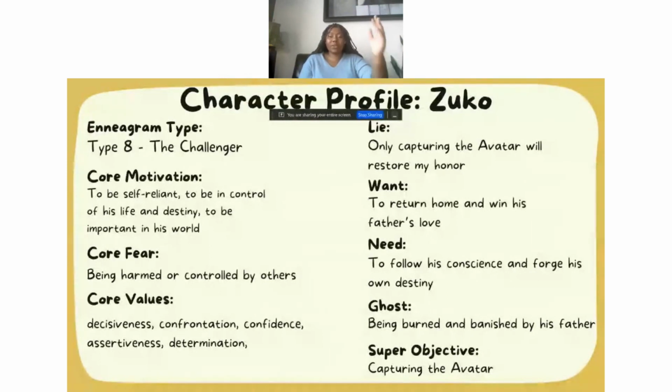So Avatar is widely considered one of the best shows of all time, and Zuko is possibly the most iconic character from that show. So I'm going to be using him as my example here. And this is something I just wrote from watching the show. I was able to figure out what all these different things are. So he's an Enneagram type 8, a challenger.